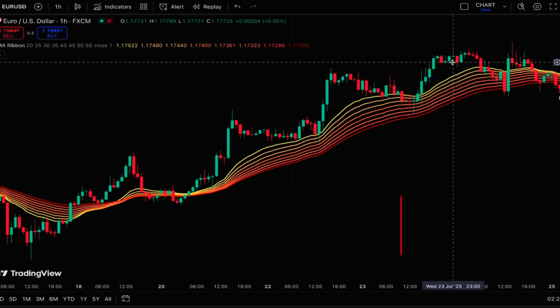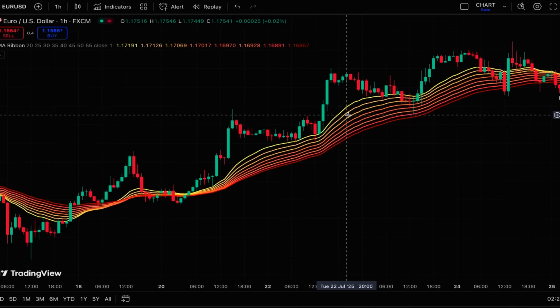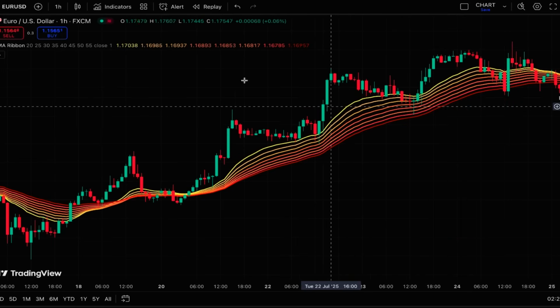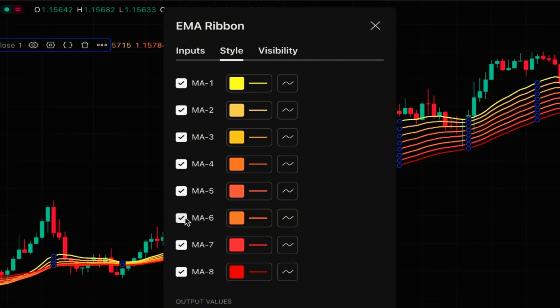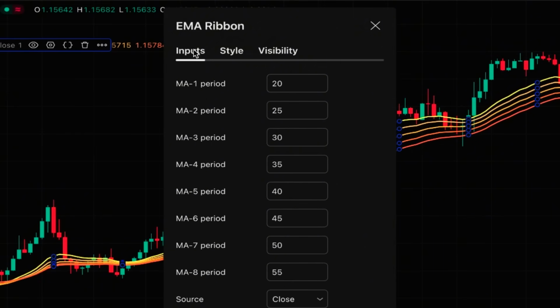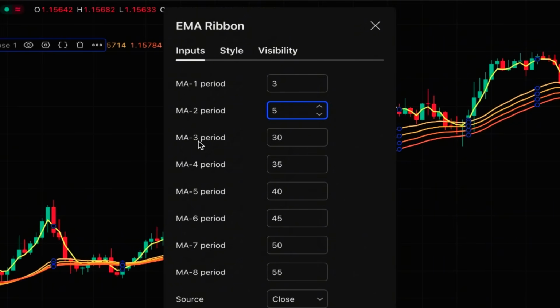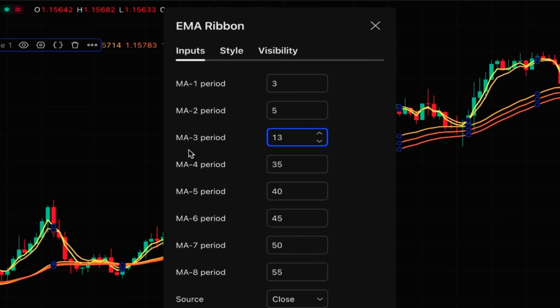Alright, now we should define 5 different exponential moving averages with some special settings that are going to help us to find the best trading opportunities in the market. So we go to the settings of the ribbon, and first here in the style tab, we remove moving average 6, 7, and 8. Because we only need 5 exponential moving averages in our trading strategy. Then we go to the inputs tab, and for the first moving average, we set the length at 3. For the second moving average, we set the length at 5. For the moving average number 3, we set it at 13. And for the moving average number 4, we set it at 21. And for moving average number 5, we set it at 80.